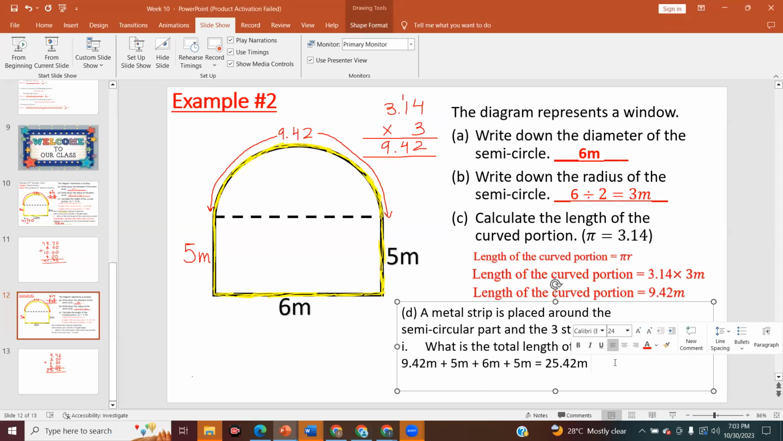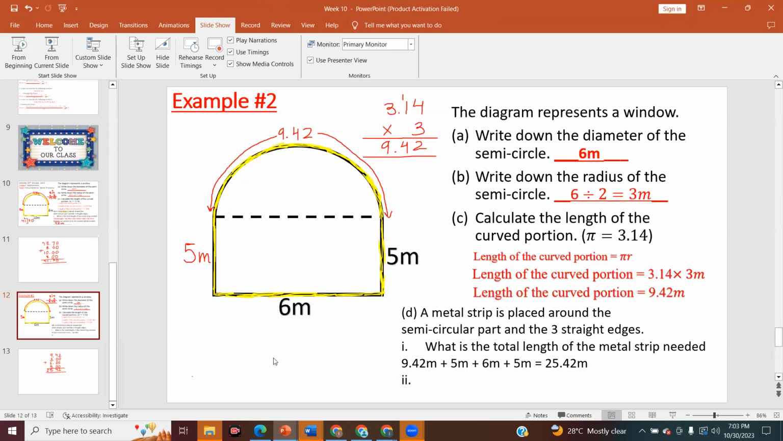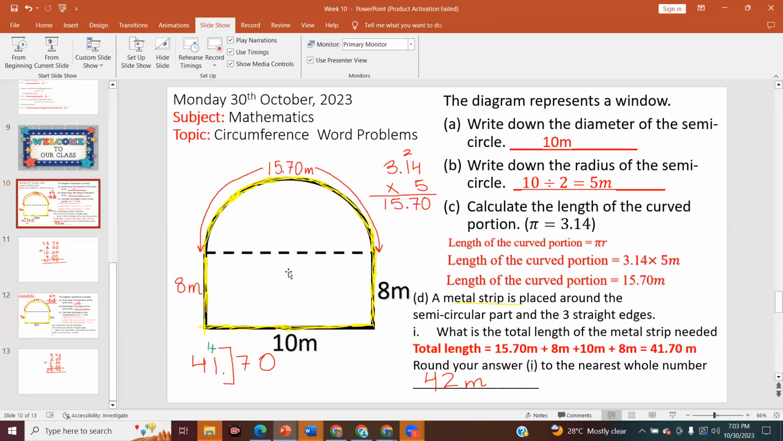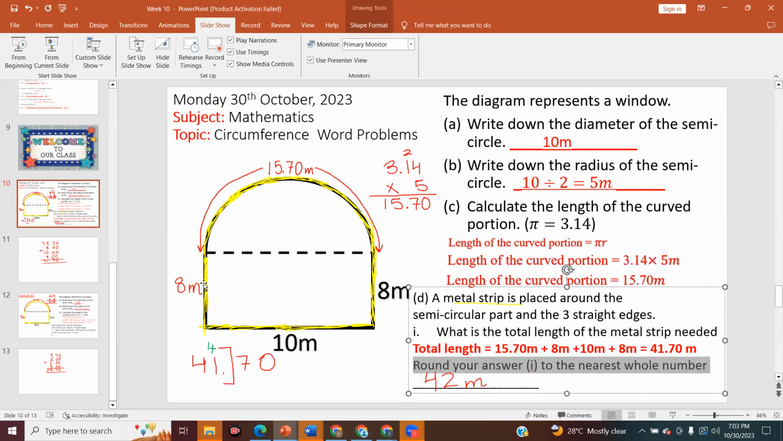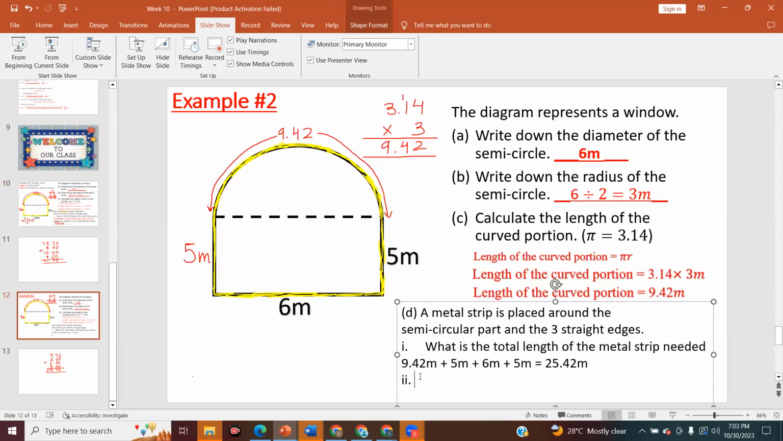Okay, now the last question obviously is we're going to round it, right? So round it to the nearest whole number and put your answer inside the chat, please. For this one, you have to be very careful. Again, round your answer to the nearest whole number and put your answer inside the chat for me.